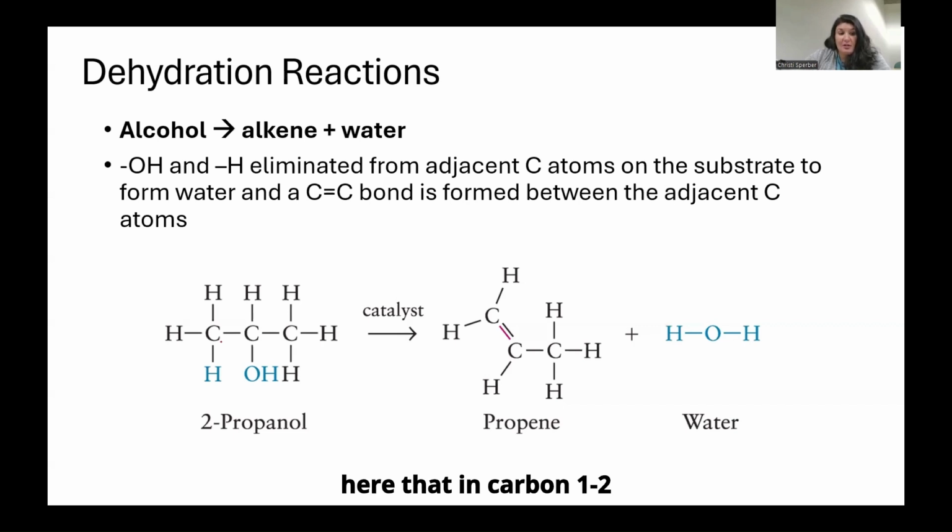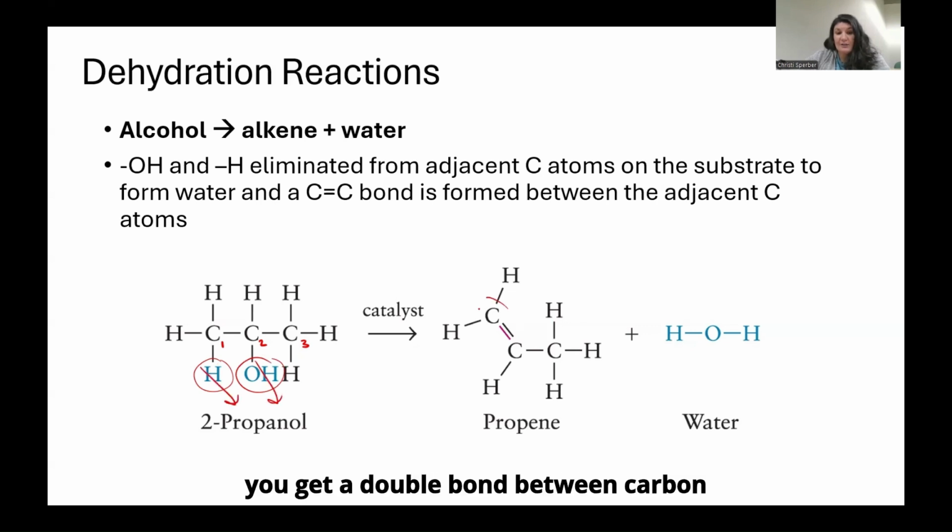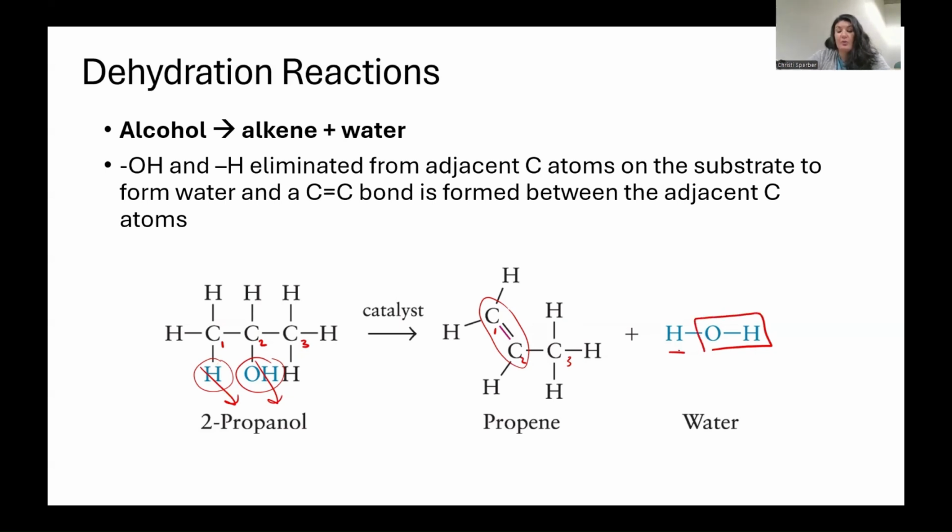You can see here carbons 1, 2, and 3. There is a hydrogen group on carbon 1 and an OH group on carbon 2. If these both leave, you get a double bond between carbons 1 and 2, and hydrogen and hydroxide bond together and you get water.